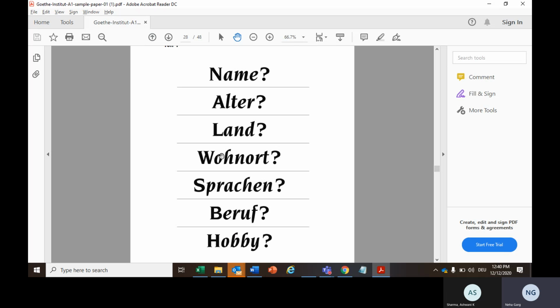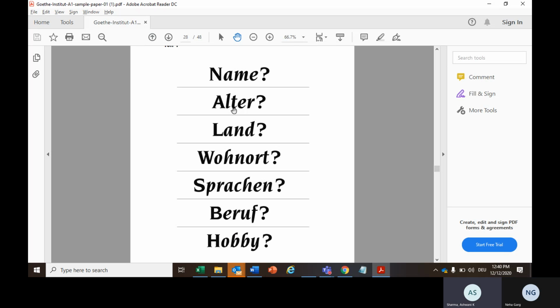This is very simple, but let's try this. Bitte stellen Sie sich vor. Ich bin Ashwani. Tell your complete name. It's better to tell your complete name. Mein Name ist, or ich heiße. Mein Name ist Ashwani Sharma. Keep on saying, it's not like you have to take a pause. Just give the whole information and go.